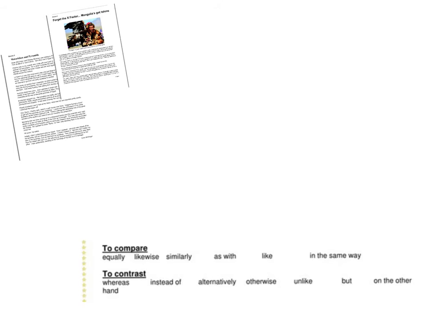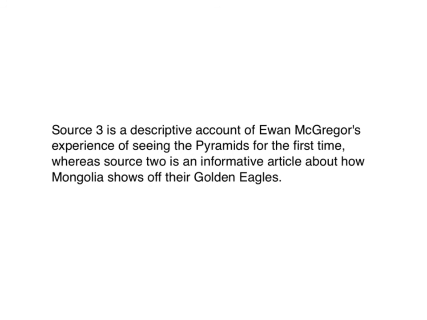I'm now going to use my comparative connectives to write a really brief introduction which shows the examiner that I understand both texts and what the purpose of both texts are. This is an example then of what a brief introduction might look like. Source 3 is a descriptive account of Ewan McGregor's experience of seeing the pyramids for the first time, whereas Source 2 is an informative article about how Mongolia shows off their golden eagles.